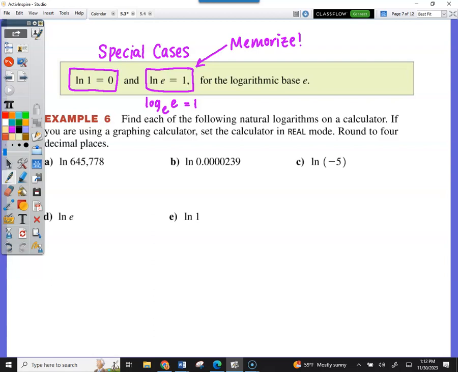Let's evaluate these. You are using your calculator, going to 4 decimal places. I don't think you really need help with learning how to type it in. Type it in, write it down, and let's check our answers. You have 5 practice problems.